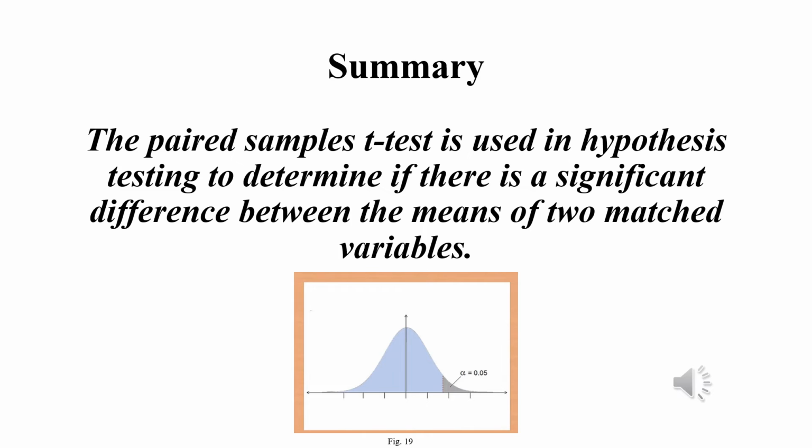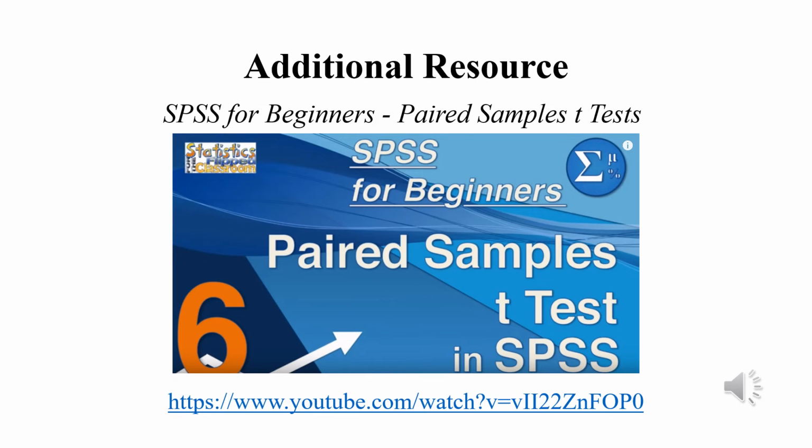In summary, the paired samples t-test is used in hypothesis testing to determine if there is a significant difference between the means of two matched variables. For more information, you can refer to this additional resource entitled SPSS for Beginners Paired Samples t-test. This YouTube tutorial presented by Dr. Todd Daniel shows researchers how to conduct and interpret a paired samples t-test in SPSS.